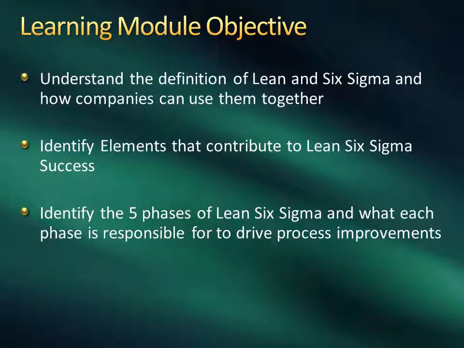Upon completion of this learning module, you should have an understanding of the definition of Lean and Six Sigma and how companies leverage them together. Identify elements that contribute to Lean Six Sigma success. And lastly, identify the 5 phases of Lean Six Sigma and what each phase is responsible for to drive process improvements.